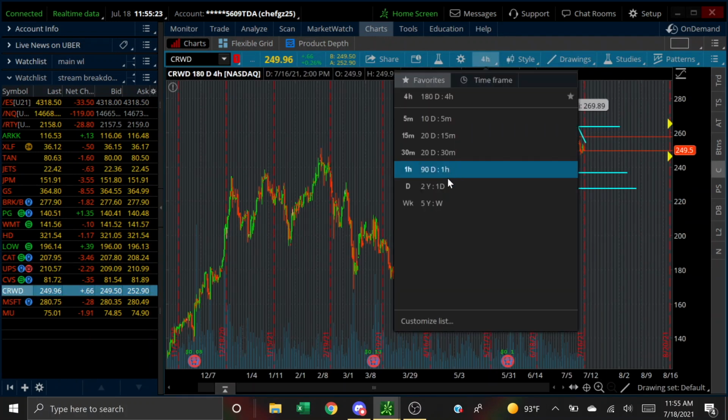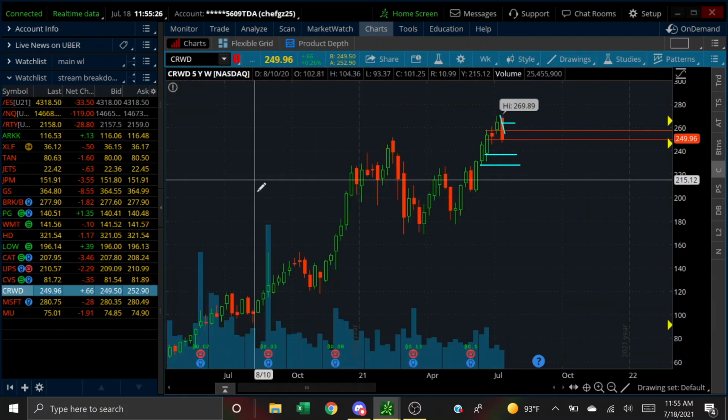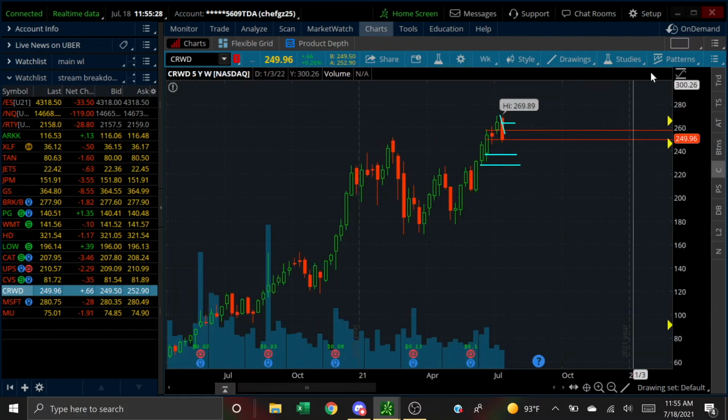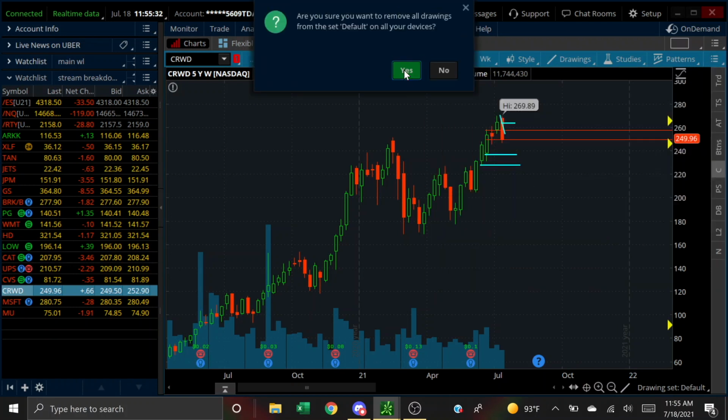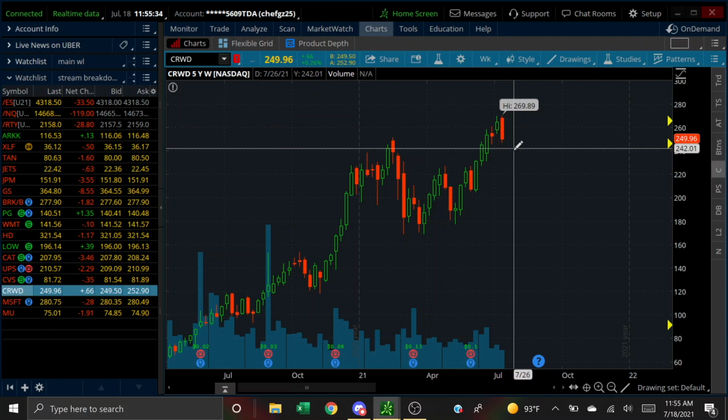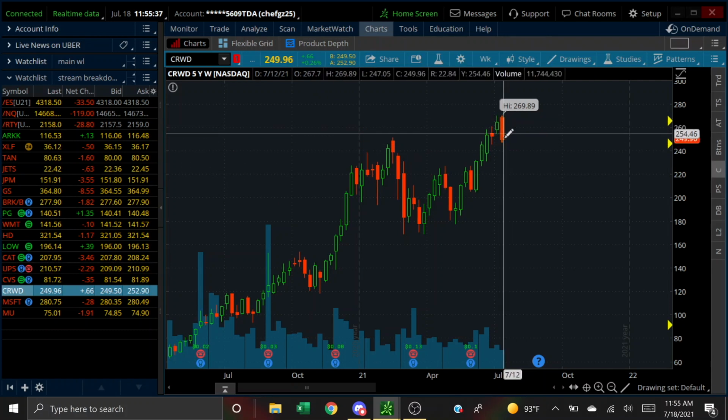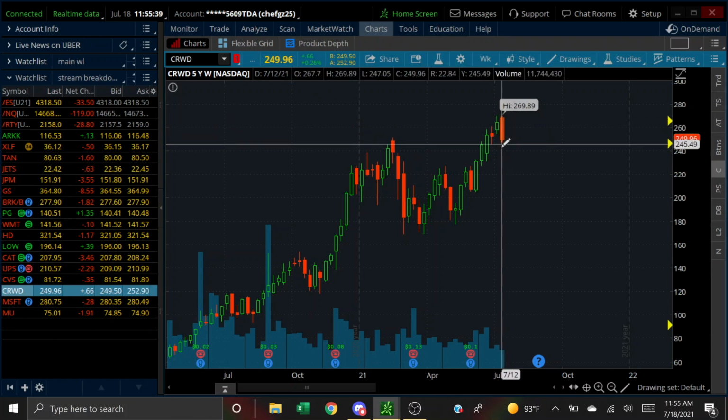CRWD. CRWD, nice, healthy, strong trend. And then you look at this. Hold on, let me just delete this so you guys can see the clear chart. Look at this weekly chart. Nice bearish candle right on top, making an all-time high.